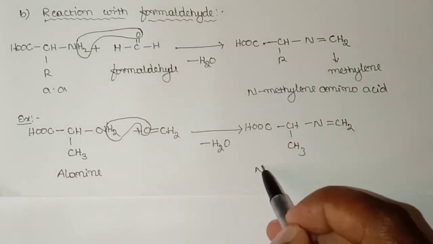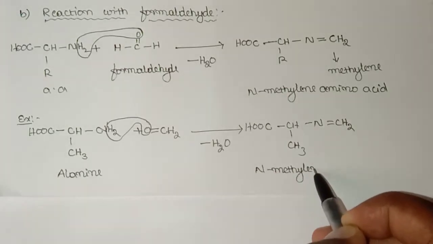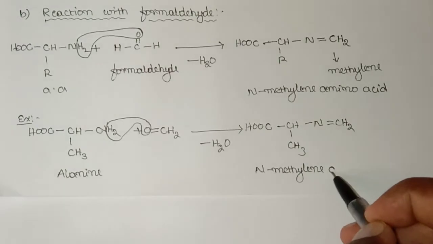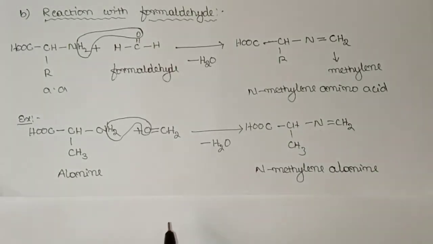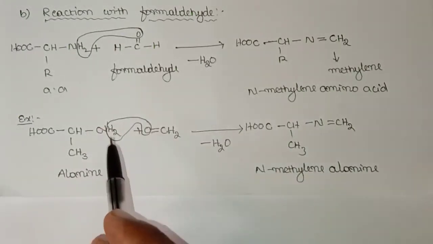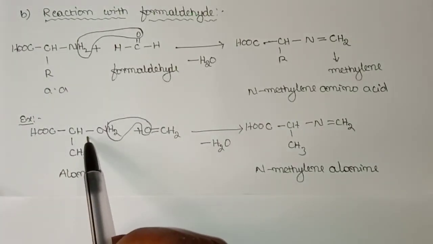So we can simply write the name of this material as N-methylene. The amino acid is alanine. So the name of the compound produced is N-methylene alanine. So this is the simplest way that we can illustrate how the amino acid will react with formaldehyde.